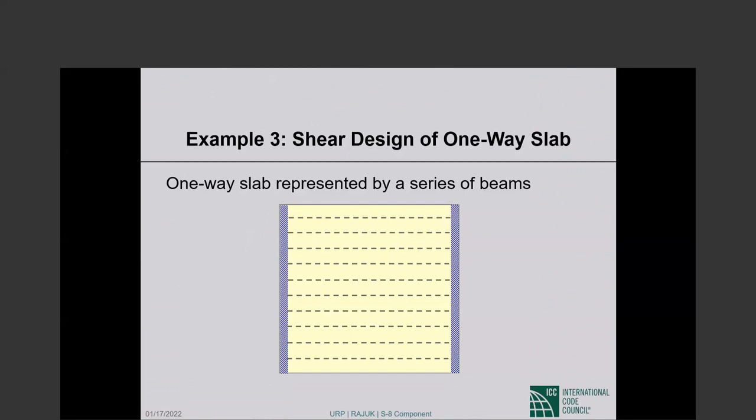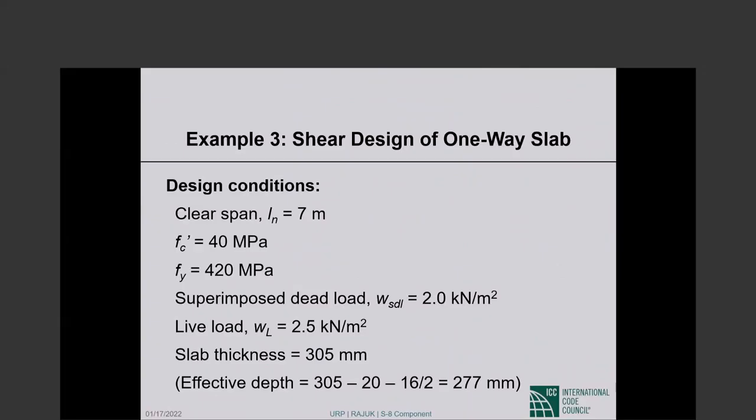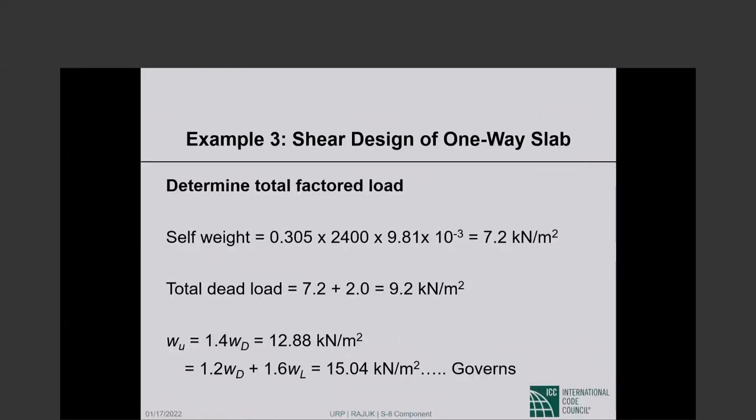So we have seen this in the flexural design calculation. There are several supports, not just one. This is the one-way slab spanning from left to right, and we take 1 meter width of the slab as a beam to design the slab. The clear span is 7 meters. Concrete strength, steel strength, superimposed dead load is 2 kilonewton per square meter. Live load 2.5 kilonewton per square meter. Slab thickness is 305. Effective depth is 305 minus 20 clear cover minus 16/2, half the diameter of the reinforcement that we're using in the slab. That comes to 277 millimeters.